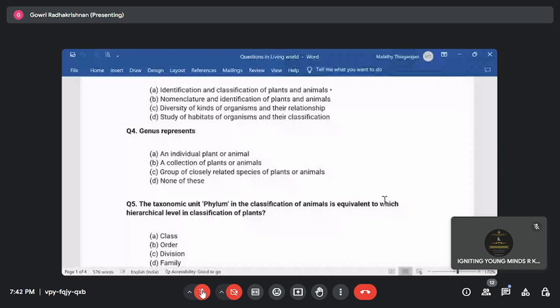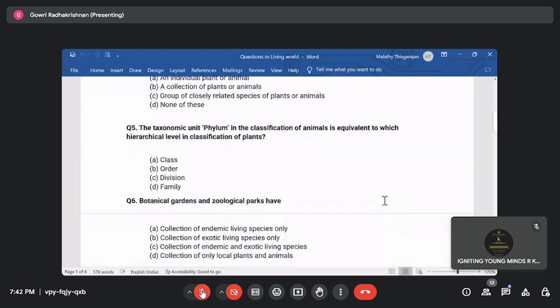An individual plant or animal will come under species, isn't it? A collection of plants or animals is something else, it will come in another category. But a group of closely related species, you're taking more species of the same type, that will come under genus. Species is the bottommost, and one above that is the genus.